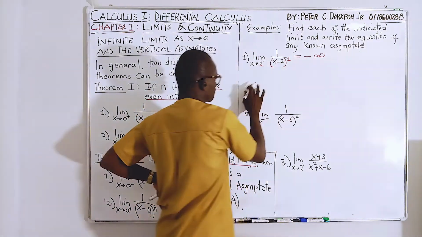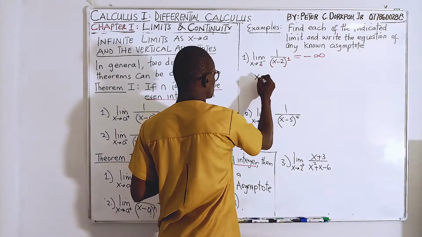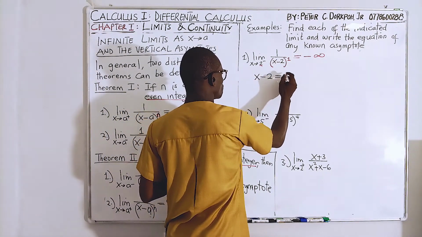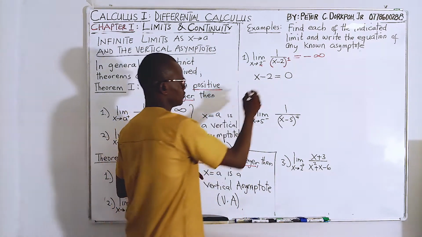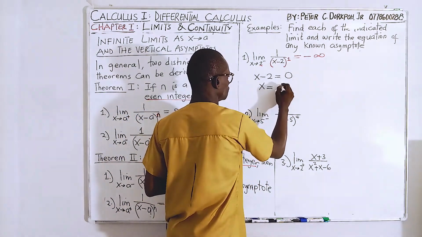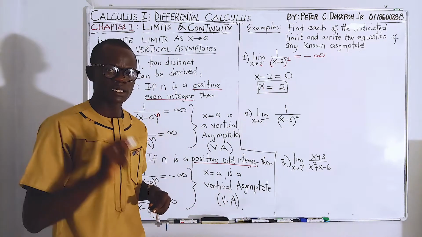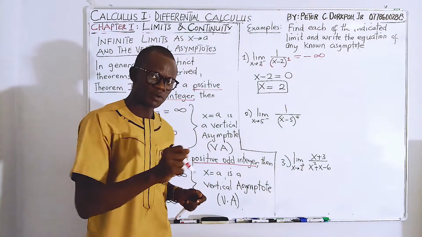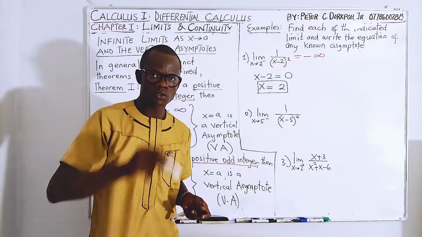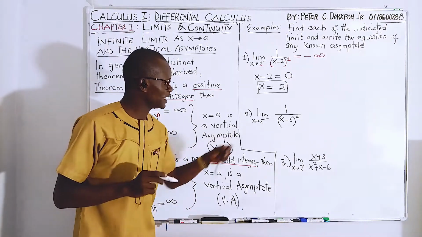Now, what will be the equation of the vertical asymptote? The equation of the vertical asymptote would be x minus 2 equals 0. Let's solve for x. We have x equal to positive 2. Positive 2 is the number that makes the entire denominator 0 and makes the entire function infinite or undefined.